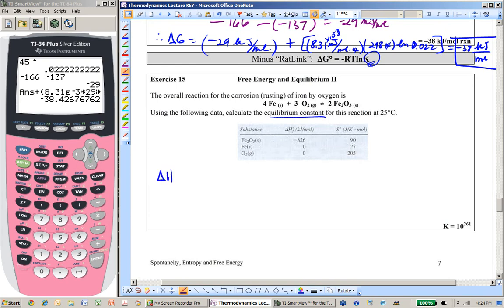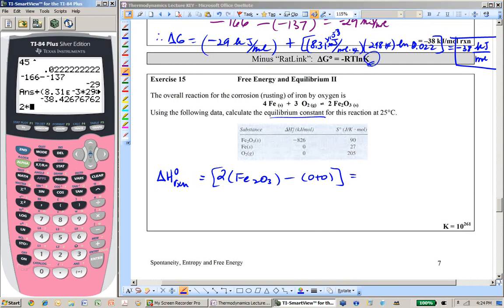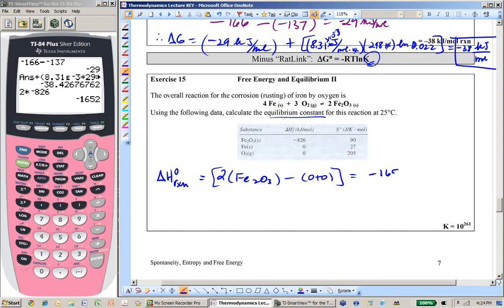All right, so delta H naught, just dive in. It's going to be 2 of the Fe2O3 minus, look, element plus element. Okay, at least that was kind. 0 plus 0. All right, so what is the Fe2O3 delta H? So 2 times negative 826 is negative 1652 kilojoules per mole.